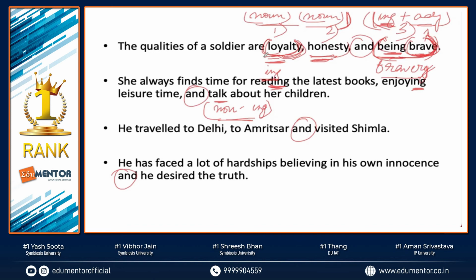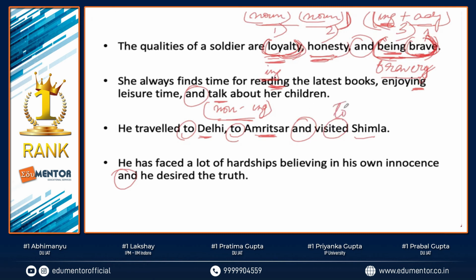Moving on to the third sentence: he traveled to Delhi, to Amritsar, and visited Shimla. Over here, we have the first city preceded by to, the second city preceded by to, and then the third and final city, Shimla, which is preceded by visited, making the entire sentence non-uniform. So what we can do is change visited into to. The final sentence would be: he traveled to Delhi, to Amritsar, and to Shimla.